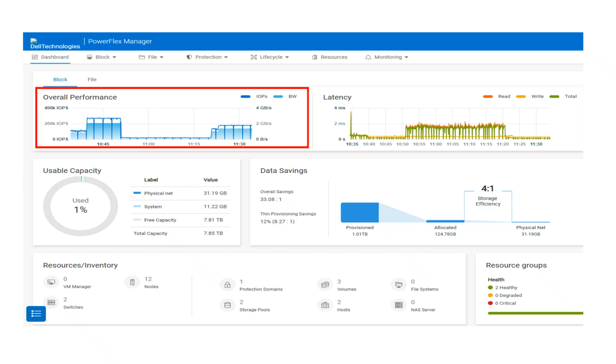Normally this PowerFlex is designed to handle spikes. So spikes alone here are not a problem. The real question is, did latency also increase during those spikes? So in production support, we always look at overall performance and latency together, because high IOPS without high latency means storage is doing its job correctly.